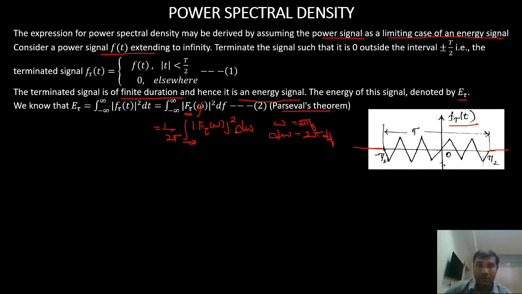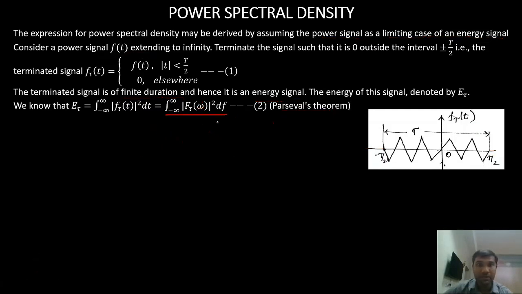So instead of this, if I write 2 pi df, the 2 pi and 2 pi get cancelled and I have df. So that is how I'll get this relation. This relation is by Parseval's theorem.